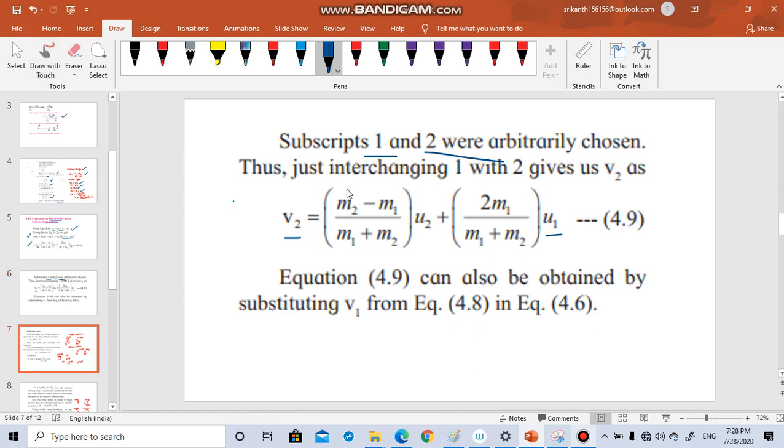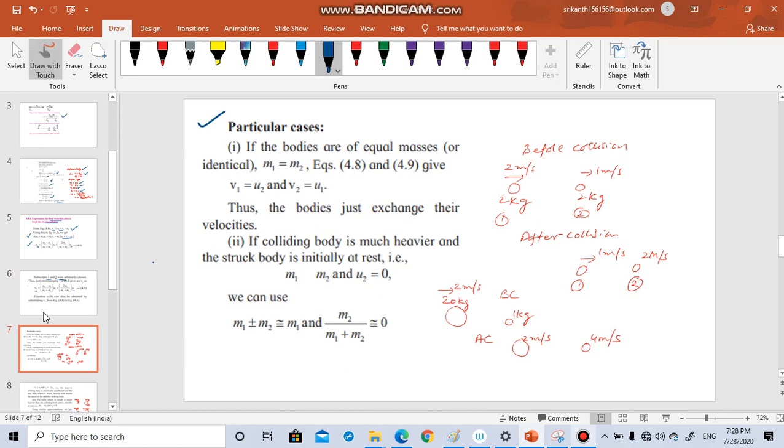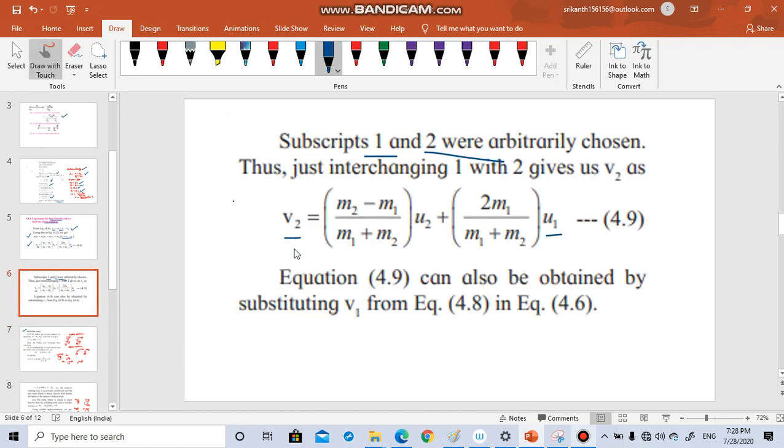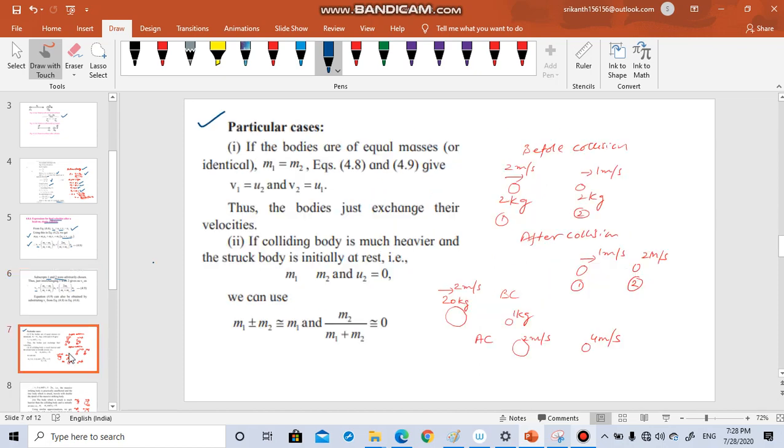Okay. Now we will see some particular cases. In this whole assumption, we are saying that m1 is not equal to m2. We can take some particular cases. What if m1 and m2 are both equal? Let us say both masses are 2 kg. The left hand side mass I am calling the first mass, the right hand side the second mass. The first mass is going with 2 meter per second, and the second mass is going with 1 meter per second. After collision, the first mass goes with 1 meter per second, and the second mass starts going with 2 meter per second, both in the same direction.